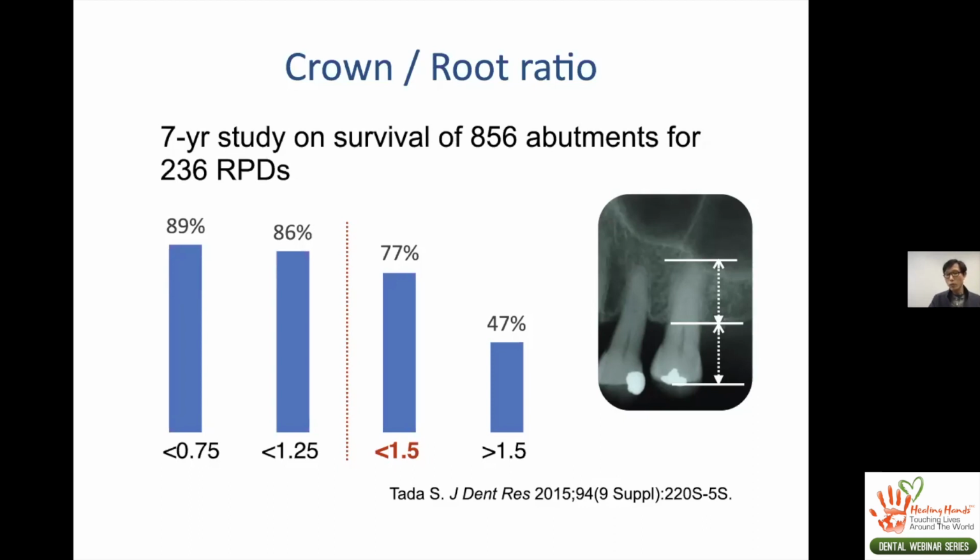And actually, we can do this quite easily once we take a radiograph. We can measure from the top of the occlusal surface to the bony crest area, which would be the clinical crown, and then we can measure from the bony crest to the apical portion of the root, and compare the crown-root ratios.